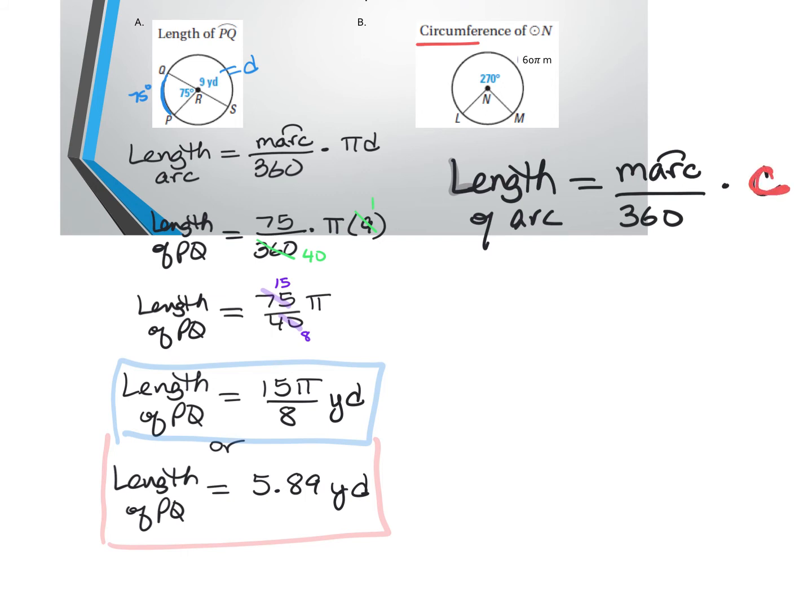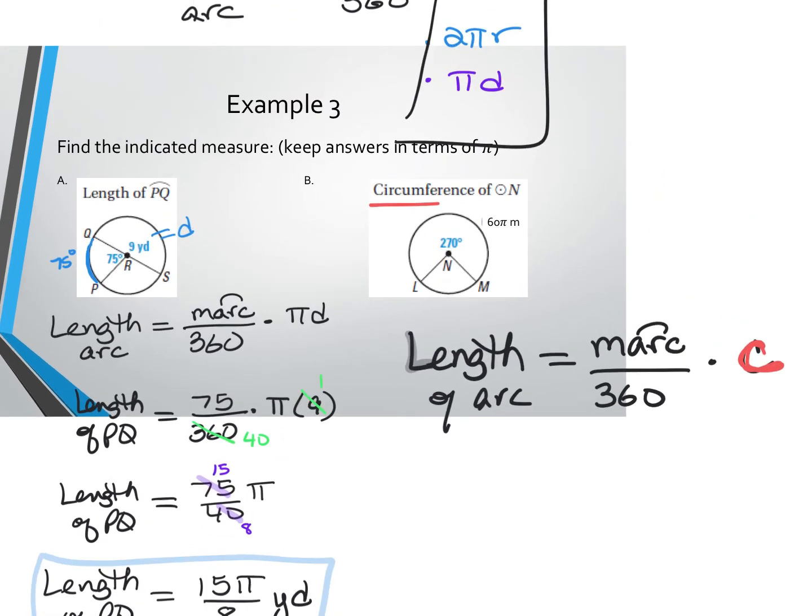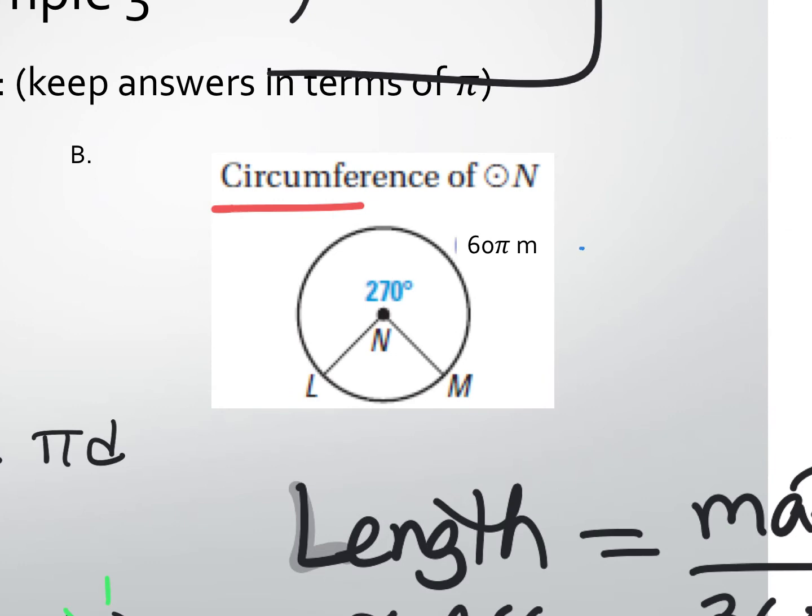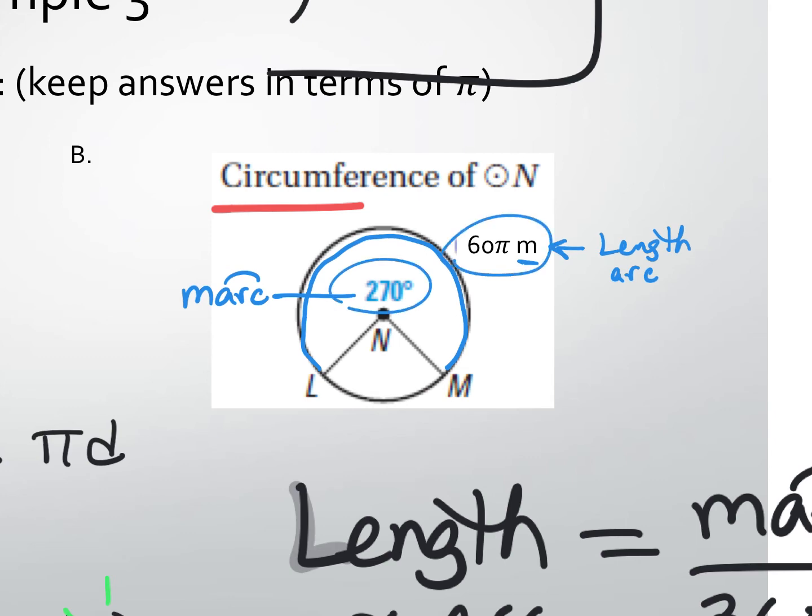So let me label in my picture what I've got. Up here, this 60 pi meters, this is the length of the arc. Notice it's a linear unit, it's meters. The 270, this is the measure of the arc because it's the central angle. So the measure of the arc is also the measure of that central angle. So let's fill in these two numbers and solve for C.